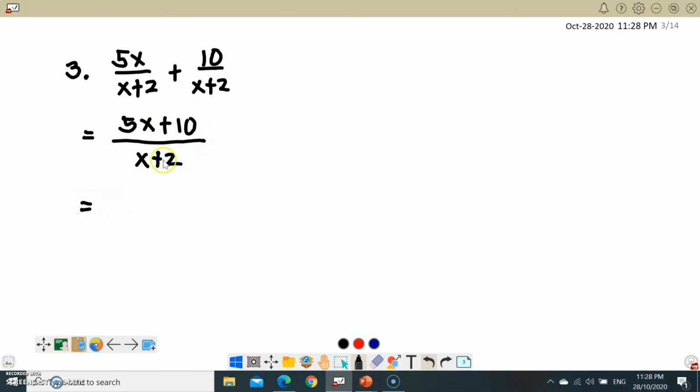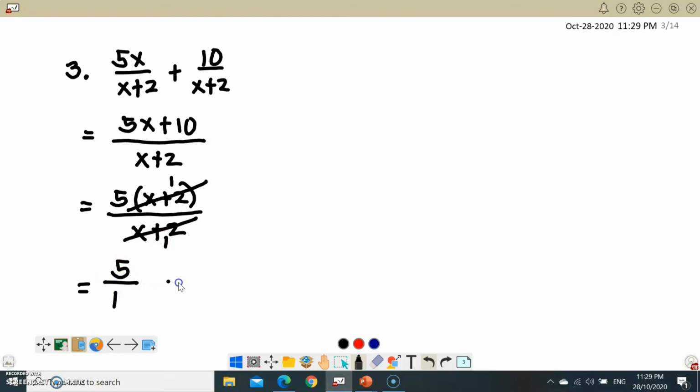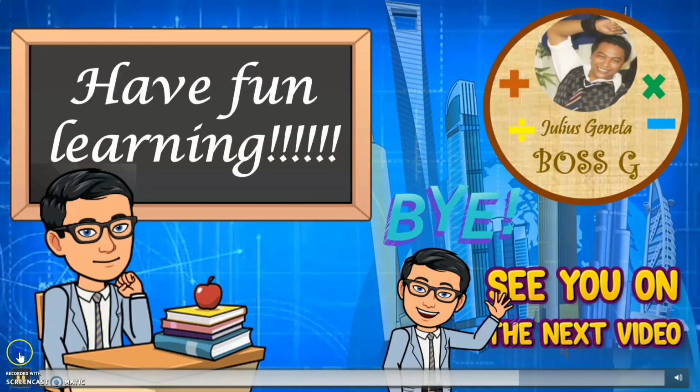Now we factor the numerator. 5 multiplied by x plus 2 over x plus 2. So cancel x plus 2 and x plus 2. The quotient is 1. So 5 times 1, 5 over, what's left on the denominator is 1. And 5 over 1 is equal to 5. So we now have the sum as 5.